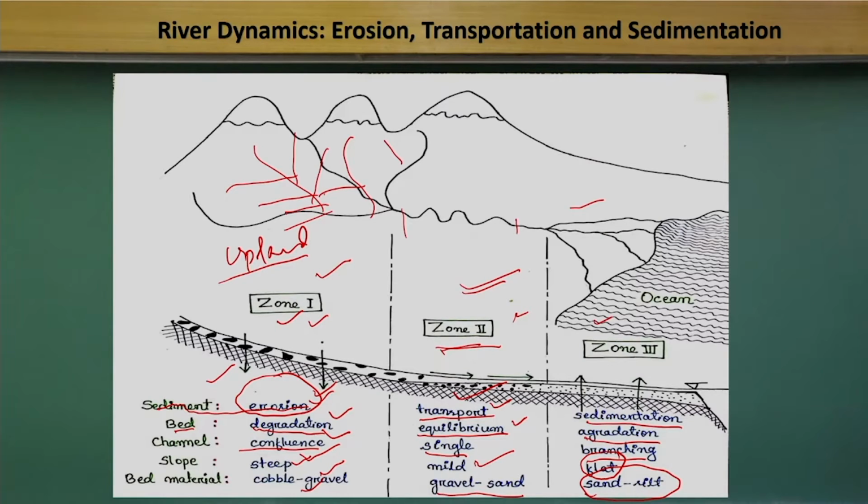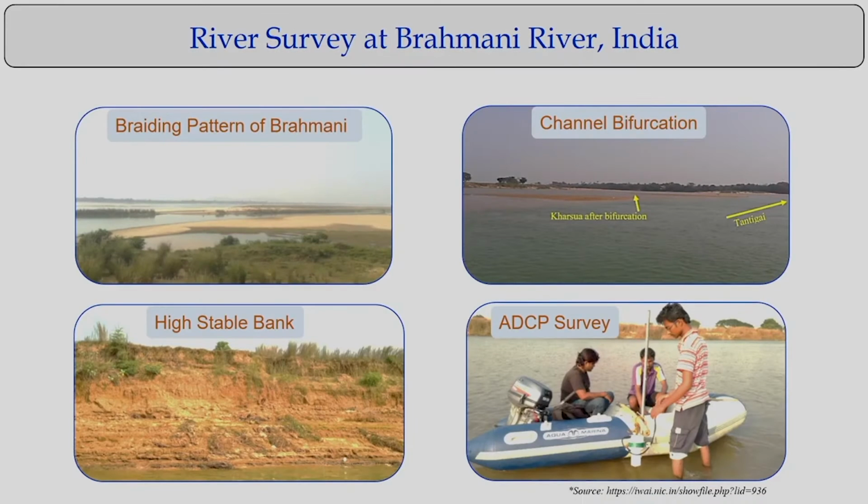We should try to understand river mechanics by doing a field visit, because that is more important for any river study. First we should visit the river. That is what we are showing in the next slides. This is the study we have done for the Brahmini river, Odisha, in India. If you look at the snapshots, you in general see these pictures of rivers, but as a river engineer, I can interpret many things about these river systems.